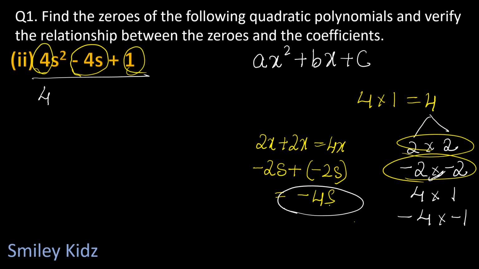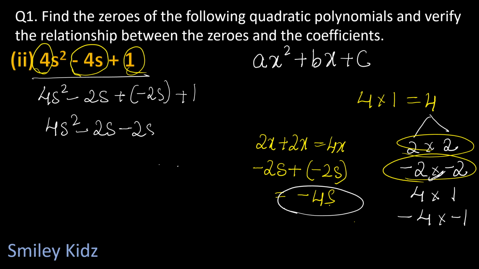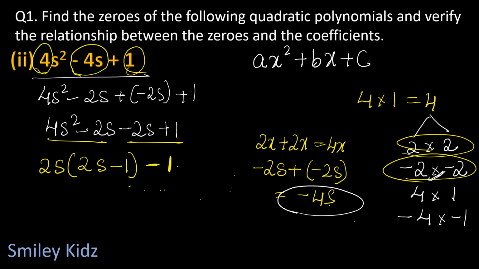So it is going to be 4s square minus 2s plus minus 2s plus 1. This is going to result you in 4s square minus 2s minus 2s plus 1. Now let's take out common, right? So here in the first one and the second one. In the first one we are able to see that 2s can be taken out as common, right? So we'll be left out with 2s in brackets minus 1. So here again I'm taking 1 as common and we'll be left out with 2s minus 1.